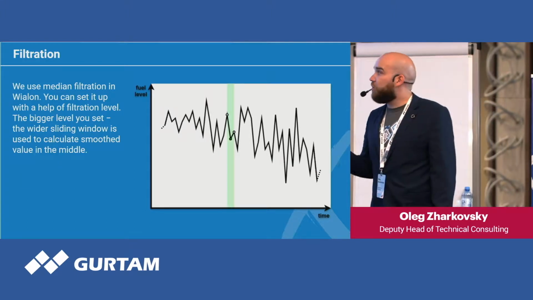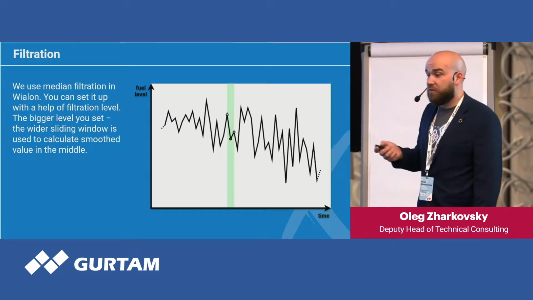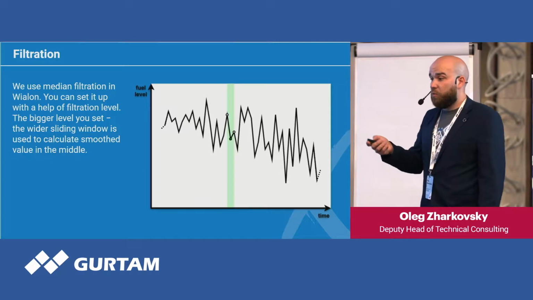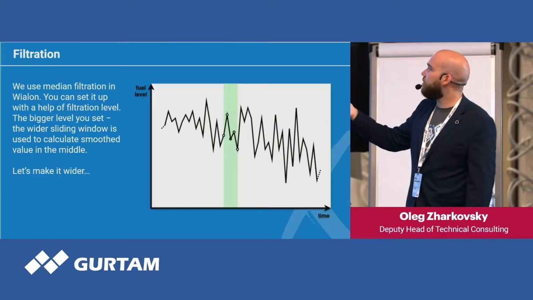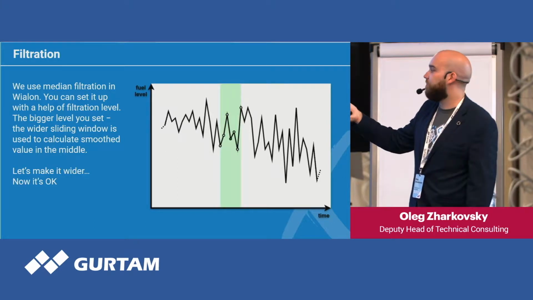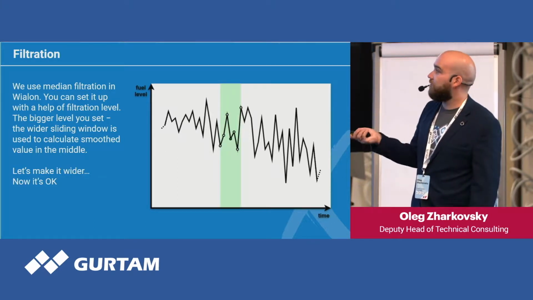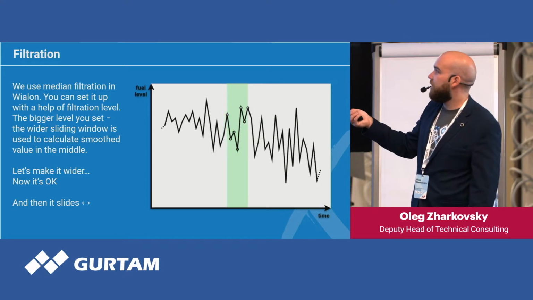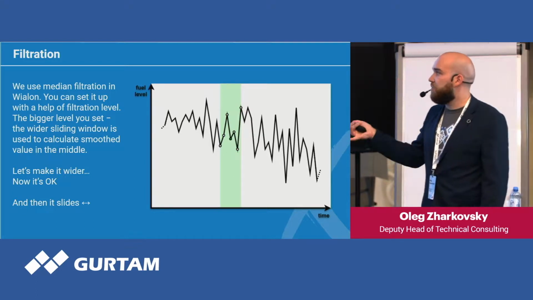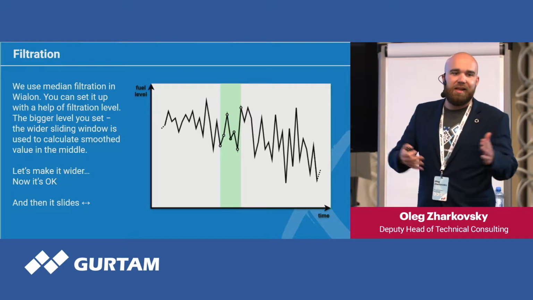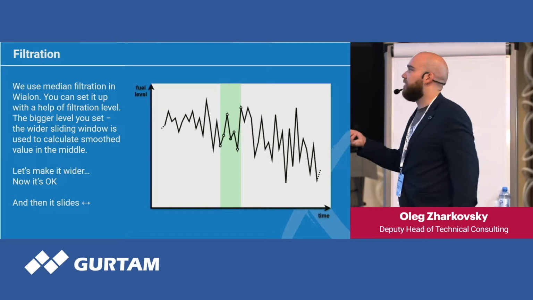As for how this filtration works, we use a median filtration in Wialon, and when you increase the level of filtration, the window here becomes wider. And after that, it just slides. It helps us to calculate the value in the middle. So if the filtration level is bigger, the window is bigger, the line is smoothed, something like that.